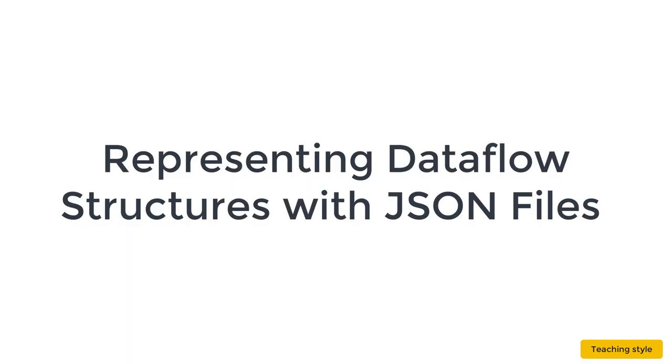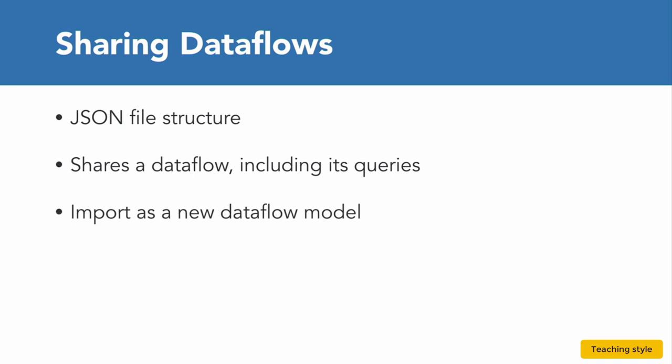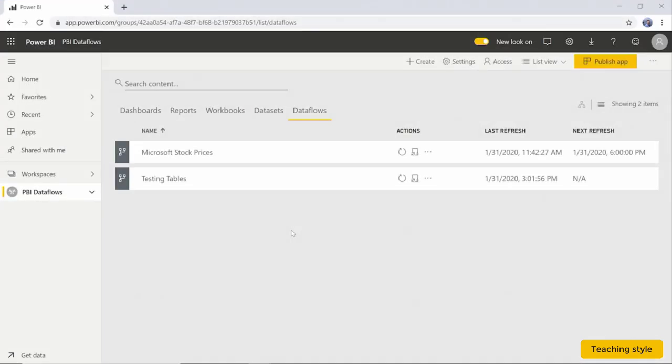Representing dataflow structures with JSON files. JSON, or JavaScript Object Notation, files store data in a structured format that machines, like computers, can easily read. In the context of Power BI Dataflows, you can share or transfer your dataflows and the queries within them by exporting the dataflow as a JSON file, which is a native functionality available for the dataflows. You can then import this JSON file to create a new dataflow.